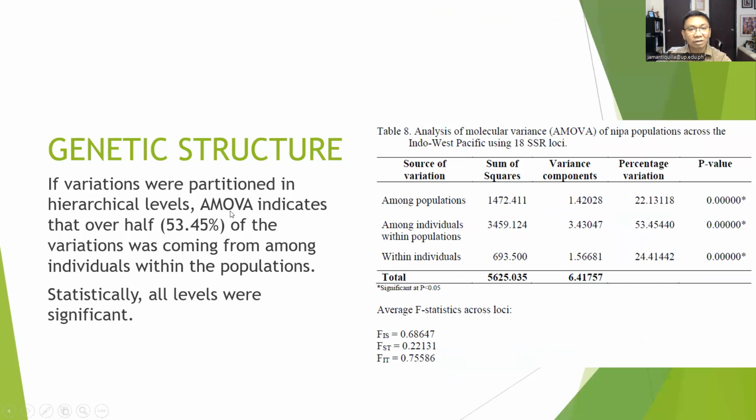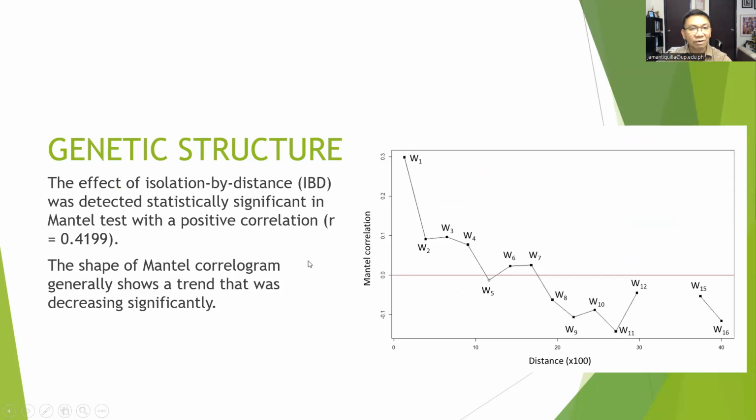The analysis of molecular variance indicates that over half of the variation was coming from among individuals within populations. Statistically, all levels were significant. The effect of isolation by distance, or IBD, was detected as statistically significant in the Mantel test with a positive correlation, r equal to 0.4199. So this would indicate that individuals that are close to each other tend to be genetically similar than those that are far from each other.